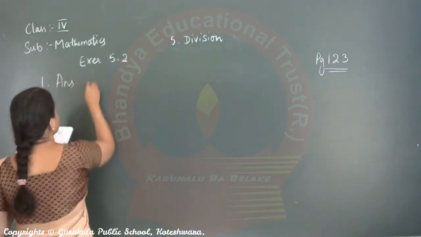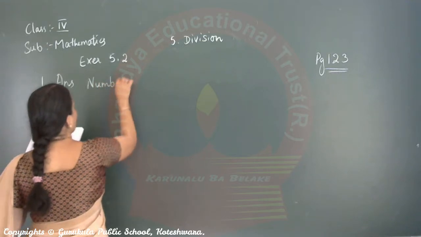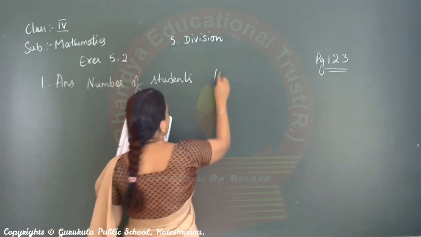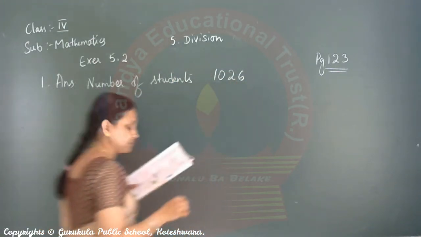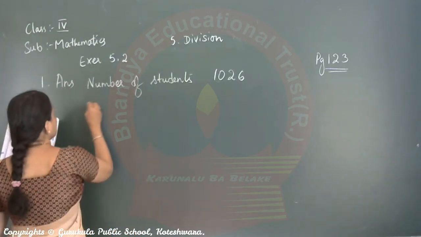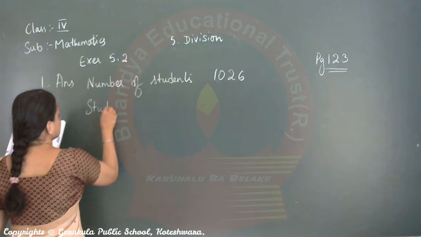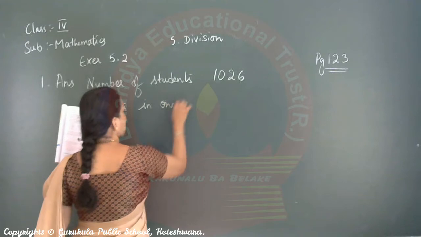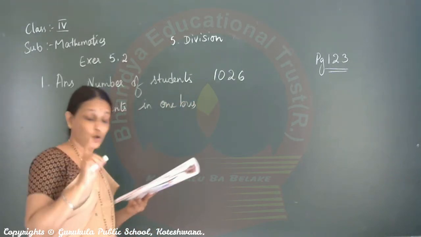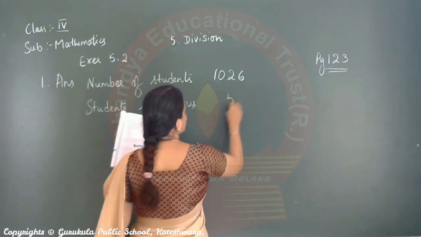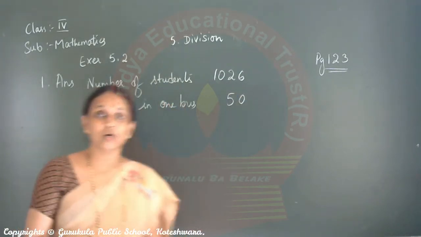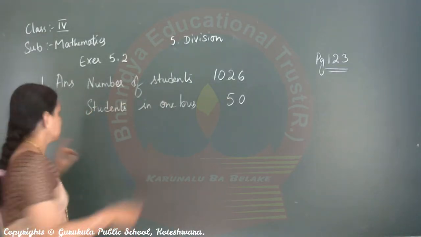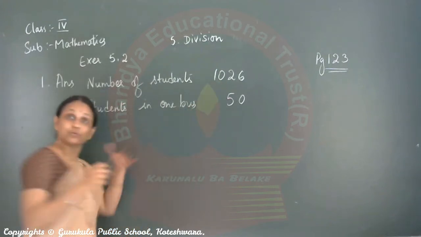First, some answer I am writing. Take down number of students. How many number of students are there? 1026. Then students in one bus. How many students can go in one bus? How many? It is 50. Yes, now what you have to do? It is division. Many to 1. So 1 it is given. For many you have to find out.